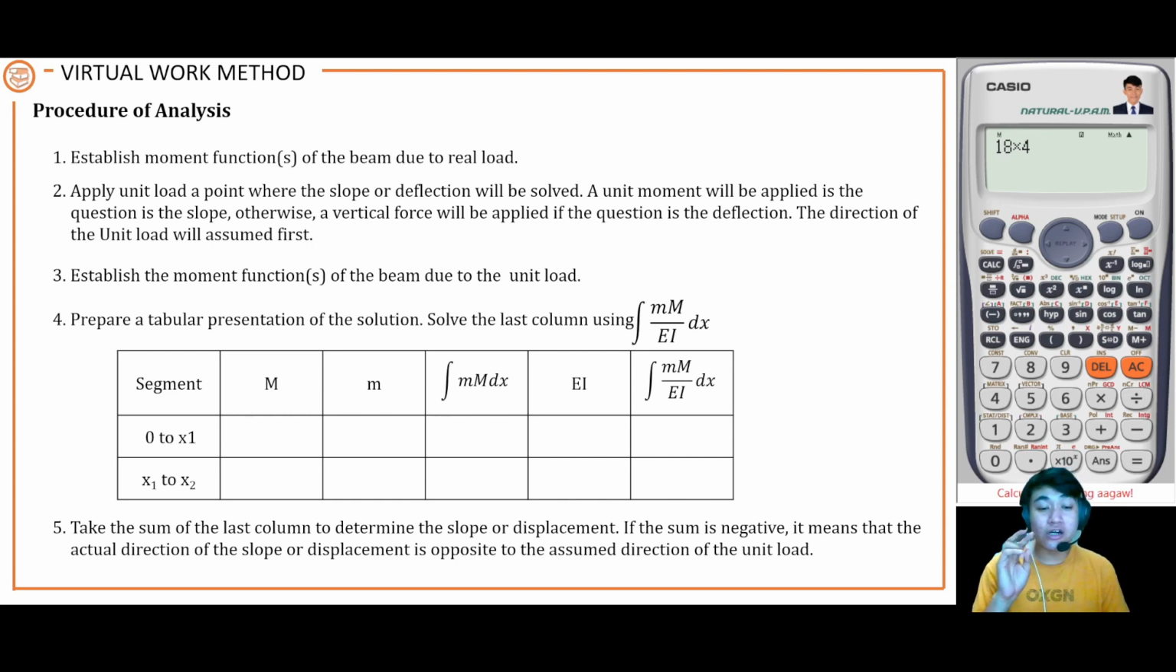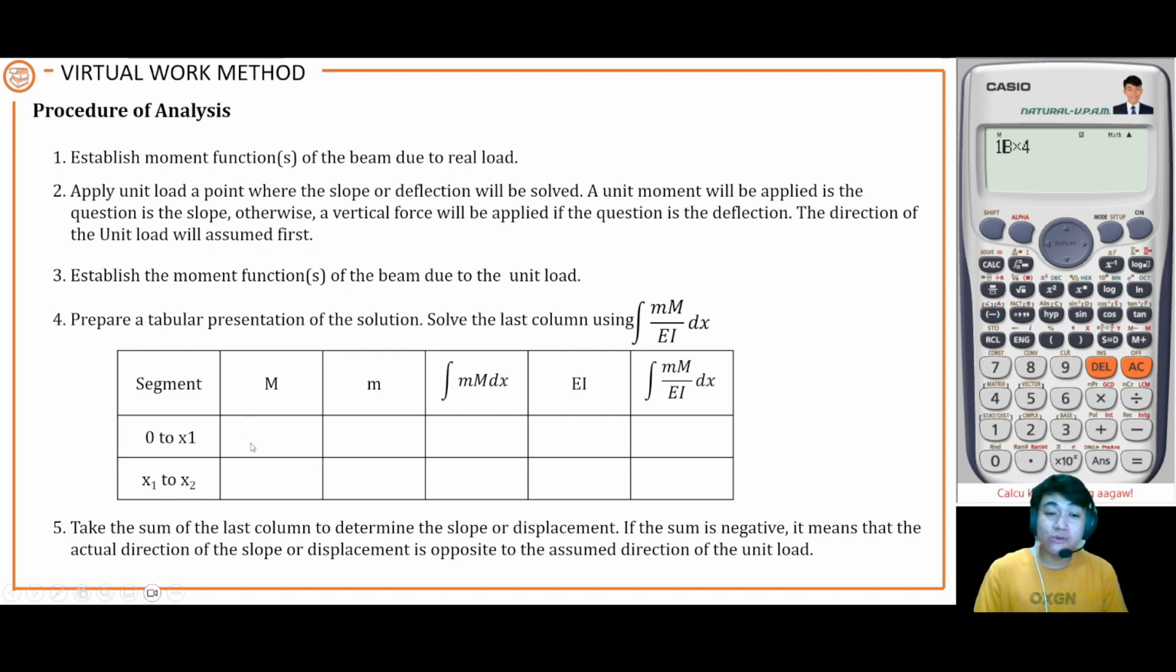Number two is to remove the real load and then apply the unit load. Number three is to establish moment functions using that unit load. It's like repeating step number one, but in this case, you're now using the unit load. Number four, we are going to prepare a tabular solution, in which the end column will solve the deflection or rotation of a certain point of a beam.